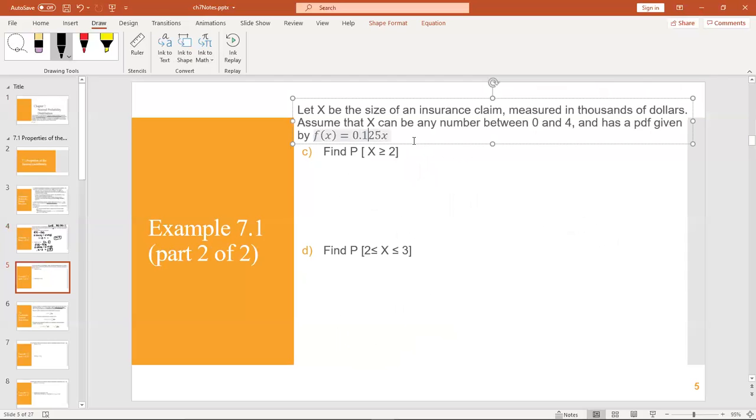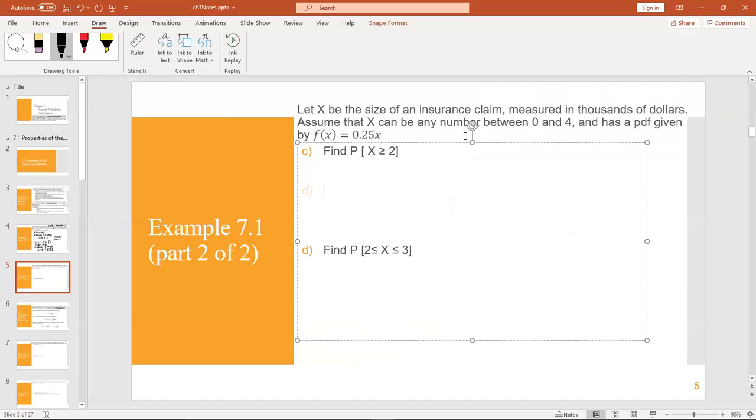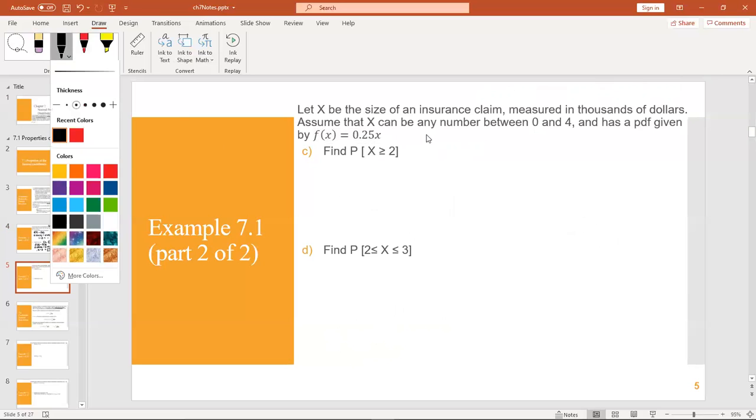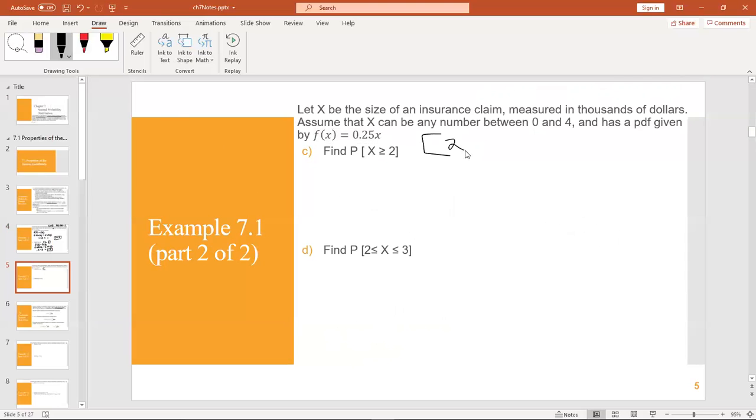Again, let's fix this typo here. All right, next you need to find the probability when x is greater than 2. So this is going to be the interval from 2 all the way up to 4, because 4 is as high as it goes, and we're saying x has to be greater than or equal to 2. So we're going to start as low as 2, and then we're going to go up.